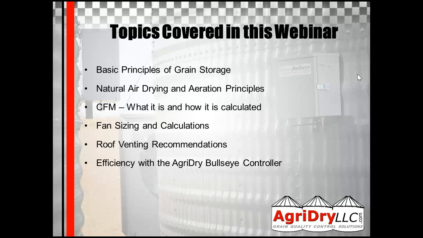Next, we're going to go into natural air drying and the aeration principles, the good rules of thumb of what's required for fan horsepower, roof venting, and everything that goes along with that for what we want to do and what your process is at your location. We're going to talk about CFMs, what it is and how it's calculated. We're going to talk about fan sizing and the different calculations that go along with that to make sure that you have the proper fan size, horsepower, and maybe the number of fans on your bins for what you want to do. Roof venting recommendations, obviously, are very important.